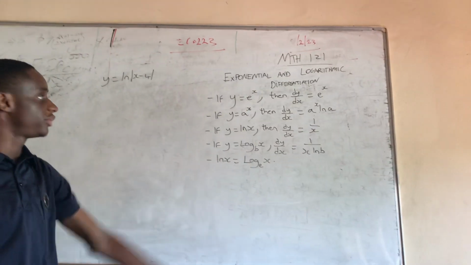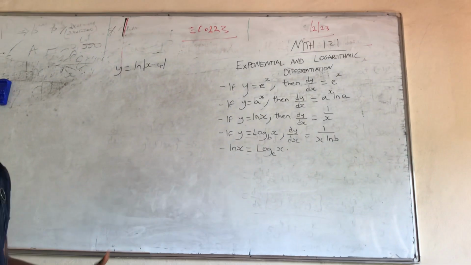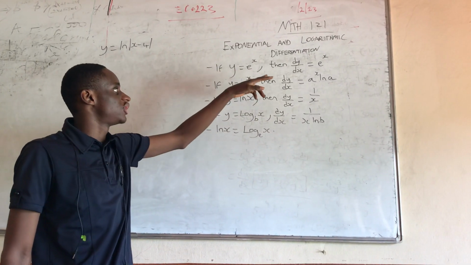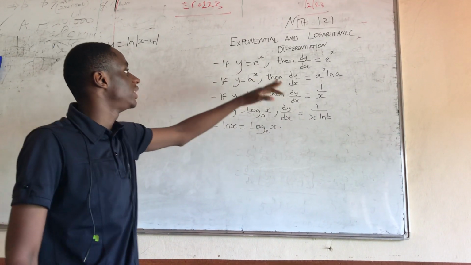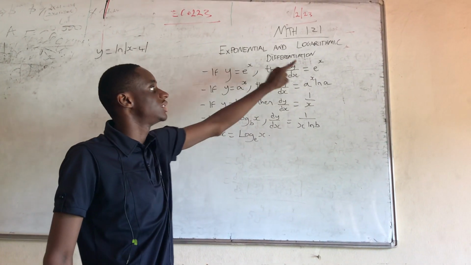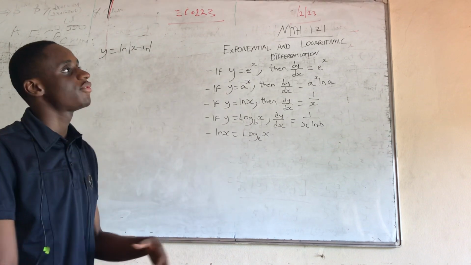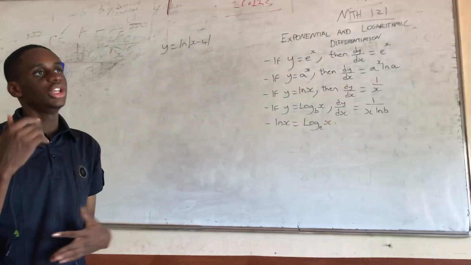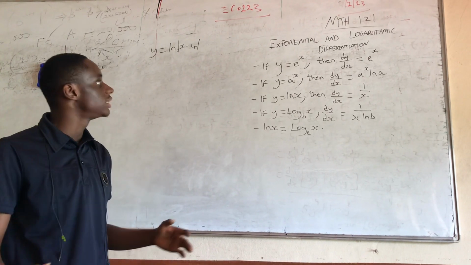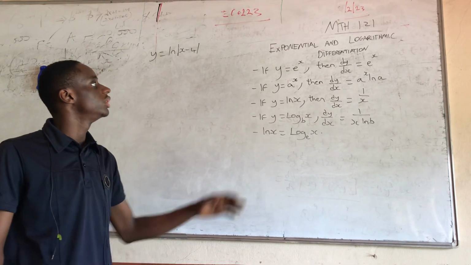Exponential and logarithmic differentiation. Under this, these are just standard derivatives. You just have to know them. If y is e to the power of x, then dy/dx is e to the power of x. The derivative of an exponential function is the same thing, right? Exponential function and log are just like index numbers and logarithm numbers. That's the same thing with exponential and logarithm.